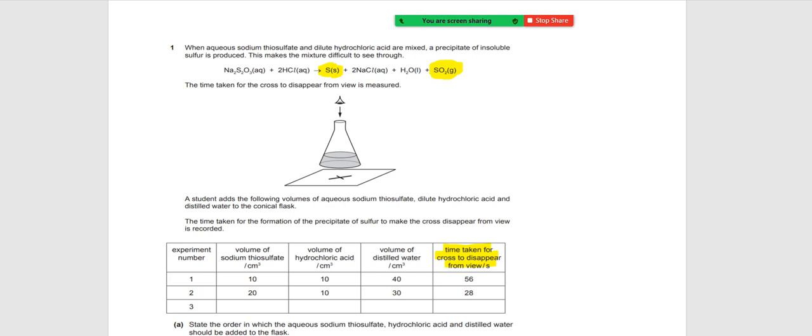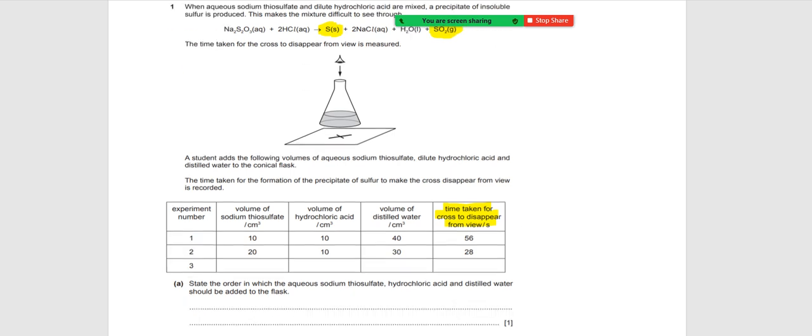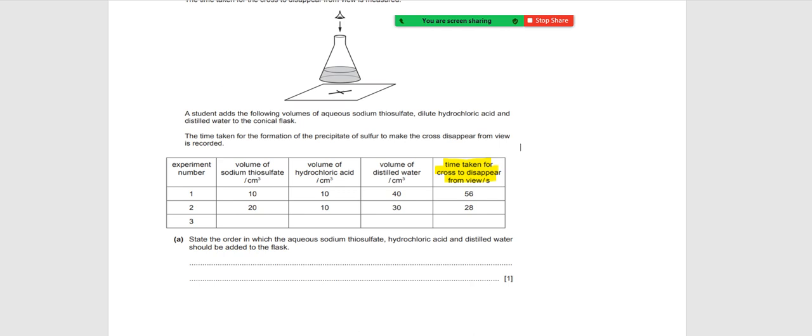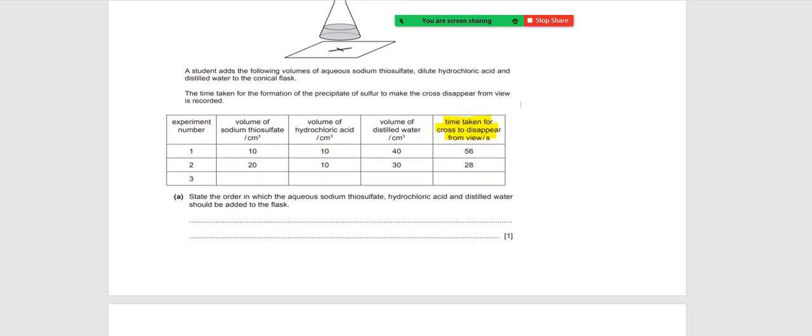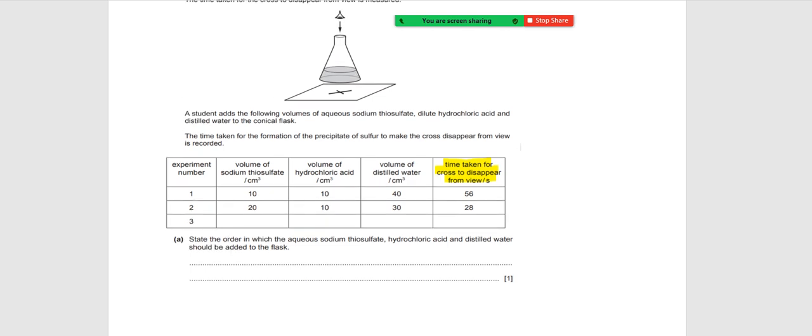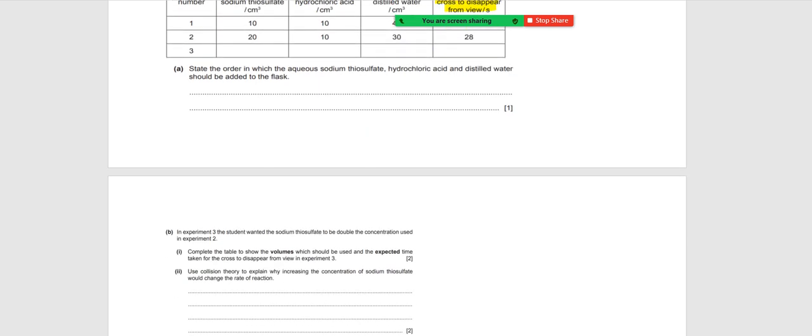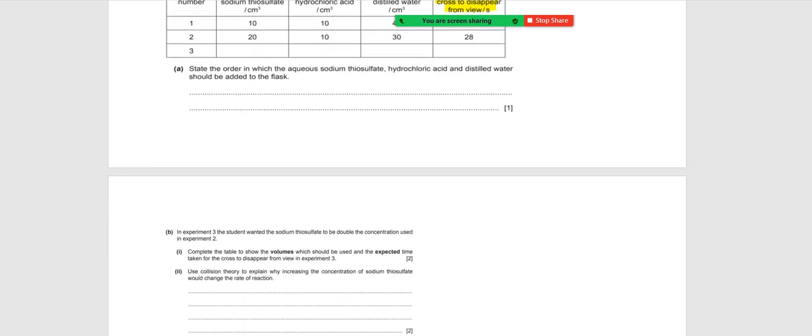Or sometimes they will just put in the exam, time taken for the cross to disappear, whatever. Okay, so a student adds the following volumes of aqueous sodium thiosulfate to dilute hydrochloric acid. The time taken for the precipitate of sulfur to make the cross disappear from view is recorded. So experiment 1, 2, and 3. Okay, so we haven't done this yet. They haven't told us to fill in the blanks.